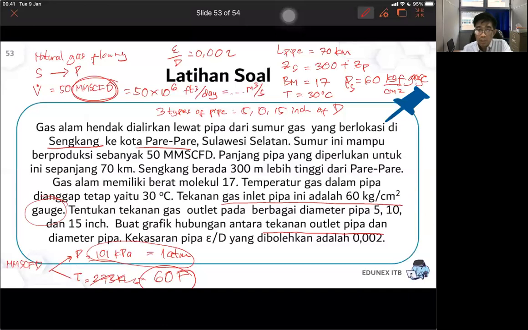If I'm not mistaken, it is calculated at around 60 degree Fahrenheit. Yep, one bar, 60 degree Fahrenheit. Okay, 60 degree Fahrenheit is how much Kelvin?